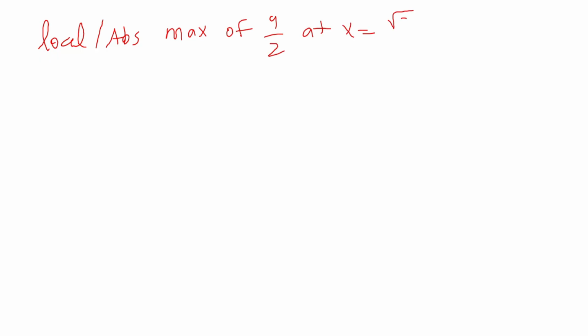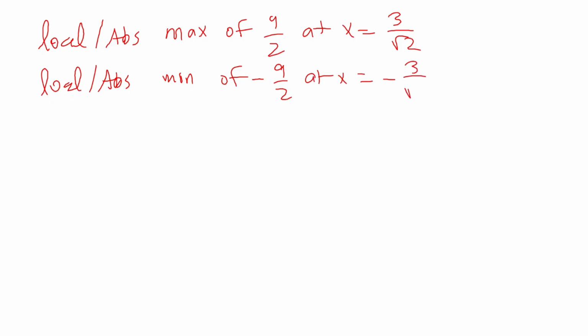So we've got the local, and we'll even say local and absolute, a local absolute max of 9/2 at x equals 3 over root 2. And it's a local absolute min of -9/2 at x equals -3 over root 2.